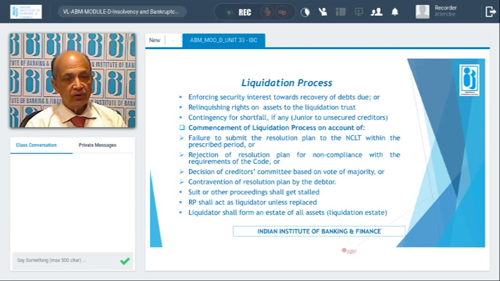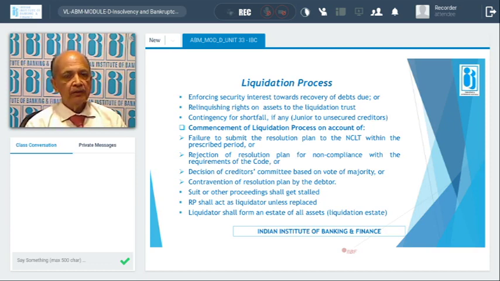Then rejection of the resolution plan for non-compliance with the requirements of the code, that is, it does not fit within the guidelines or the framework of the code. In that case, it can be declined. If it is by the majority, 66%, it can be taken up for liquidation. Then contravention of the resolution plan by the debtor. If the resolution plan itself contravenes other norms, then it can be taken up for liquidation.